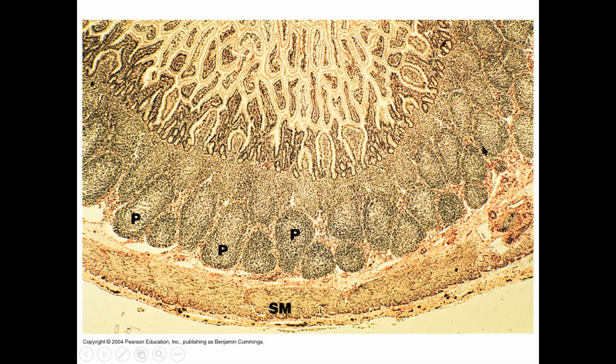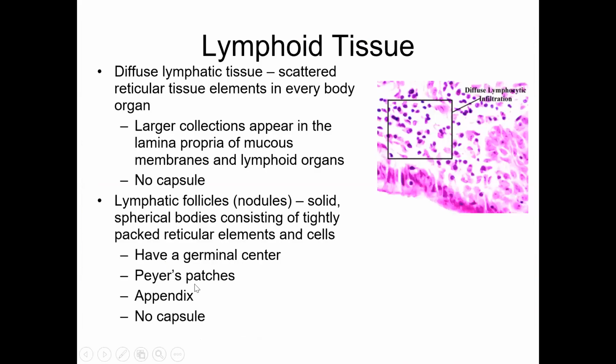All these follicles under the lining along the GI tract form this pattern. A lot of follicles grouped together right under the lining of this small intestine. This structure has a name, it's called Peyer's patches. Peyer's patches is just a group of follicles you can find along the GI tract. You can find them as Peyer's patches along the small intestine.